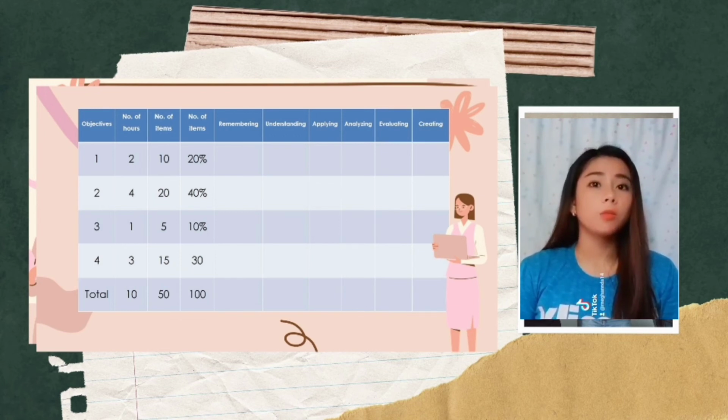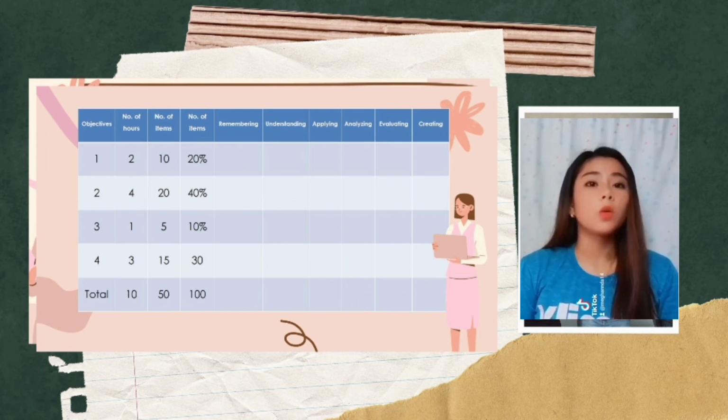So for example, we have four objectives. In the first objective, we have used 2 hours. In the second objective, we have used 4 hours. In the third objective, we have 1 hour. And in the fourth objective, we have used 3 hours, and 10 hours in total. So how are we going to identify the percentage of items and the number of items?